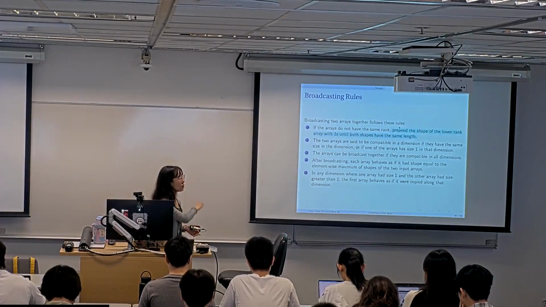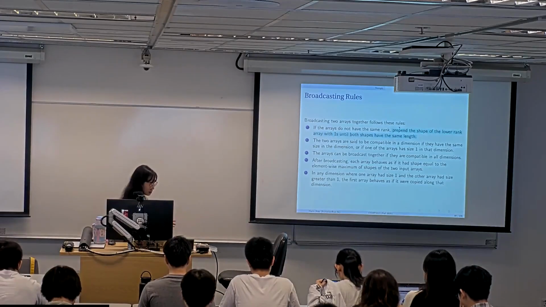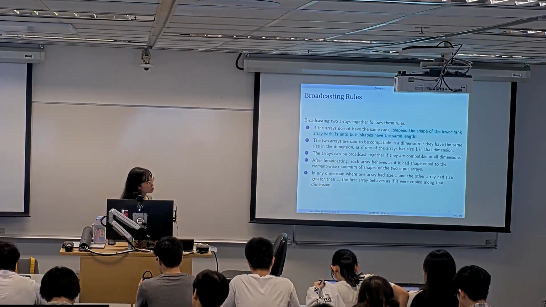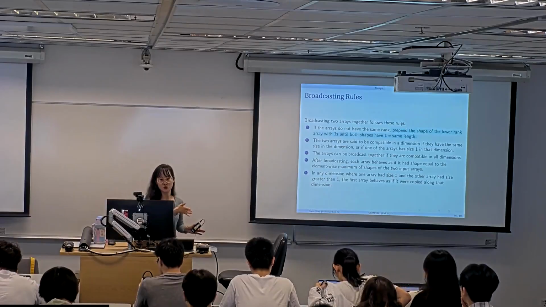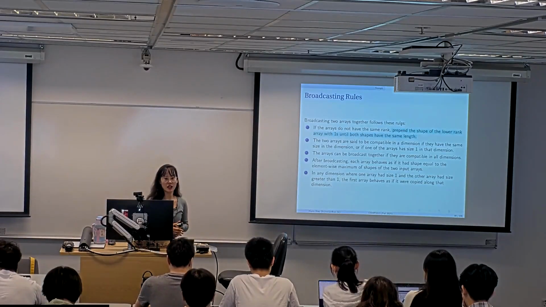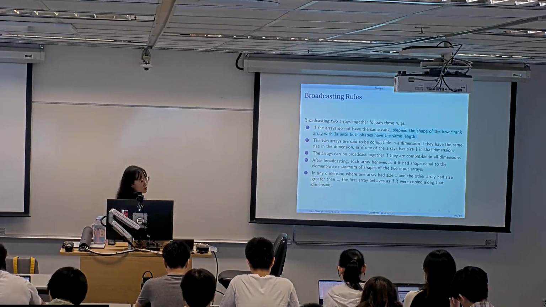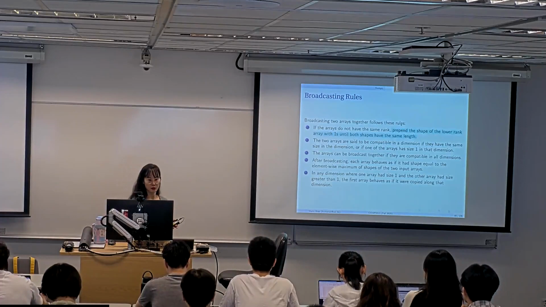Because for the longer shape array, if we follow this rule, anyway you will prepend them with 1. And after you prepend them with 1, of course they are compatible. So actually we don't need to do this prepending. We're just starting from the rightmost to compare them one by one.